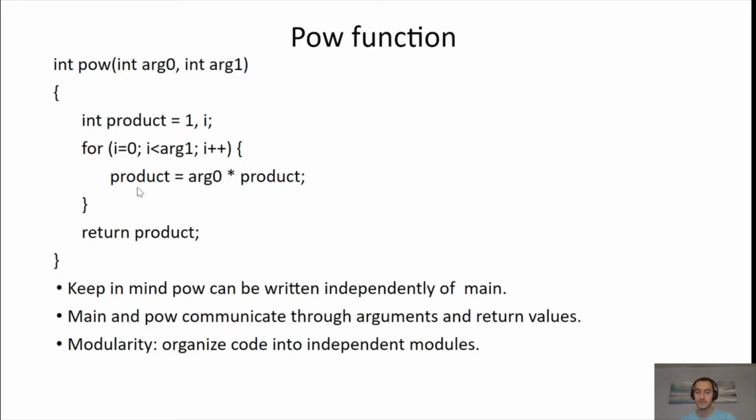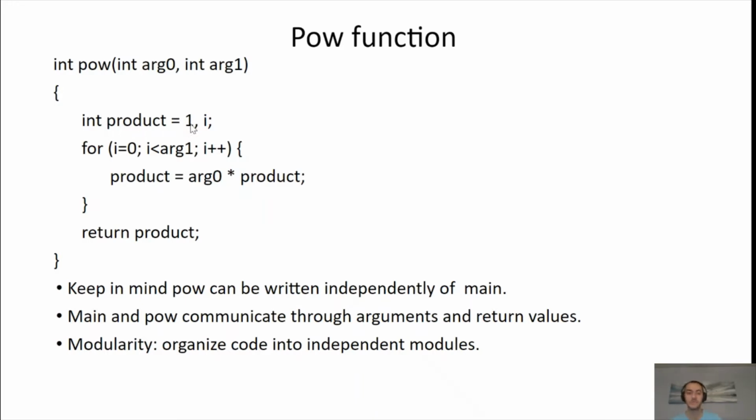So what is it doing? Basically, it's calculating a power. For example, if you give it 2 and 3, it's going to calculate 2 to the power of 3. And how does it do that? It goes from 0 to 3, so for 3 times this loop runs. That's this number here. And every time it multiplies arg0 times the answer that we have.